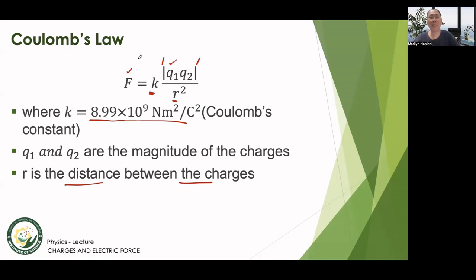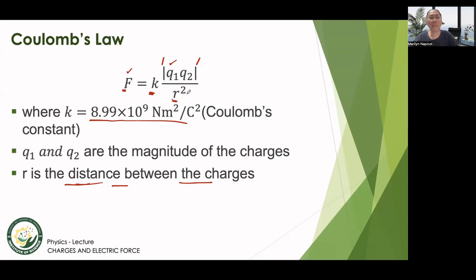Okay? Ano ibig sabihin nito? Ibig sabihin niyan is that kapag mas mataas ang value ng distance or mas malayo yung distance between the two charges, mas mababa yung ating electrostatic force. At kapag mas maliit naman yung distance between the two charges, mas tumataas yung value ng ating electrostatic force.